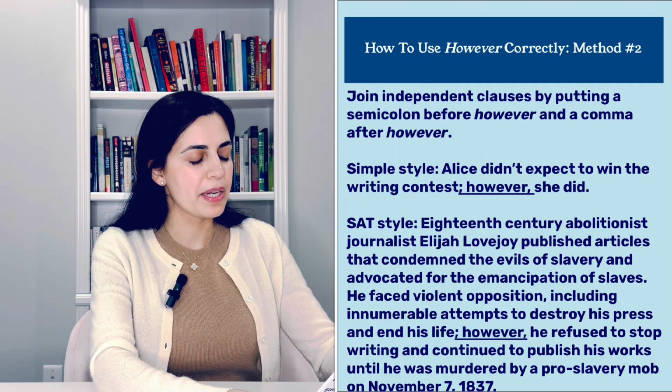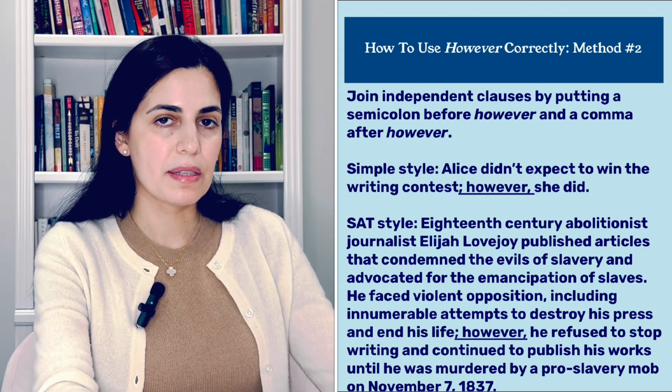Now let's take a look at method number 2. In method number 2, you can just put a semicolon before the word however and a comma after. So essentially you're just swapping out the period from the prior example, putting a semicolon, and then after a semicolon you don't need to capitalize anything unless it's a proper noun or the word I. But however is neither of those, so you don't need to capitalize the however afterwards. Let's take a look at that example, both in the simple style and the SAT style. Alice didn't expect to win the writing contest, semicolon, however, comma, she did.